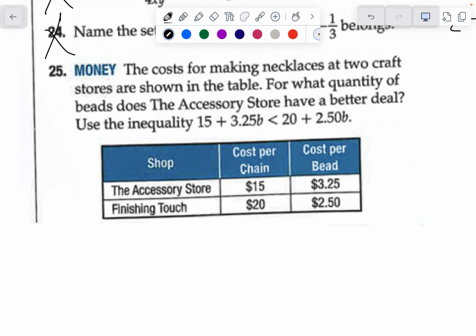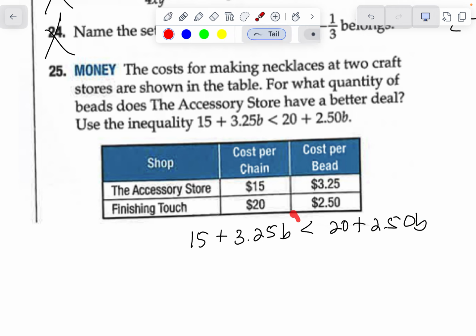Okay, 25. We've got this inequality. It says, for what quantity of beads does the accessory store have a better deal? Okay, so 15 plus 3.25b is less than 20 plus 250b. So the accessory store, you'll see, is right here. We want to know, when is that going to be less than the finishing touch? So that's why it's set up like that. And so you just start solving. Let's subtract 250b's from both sides.